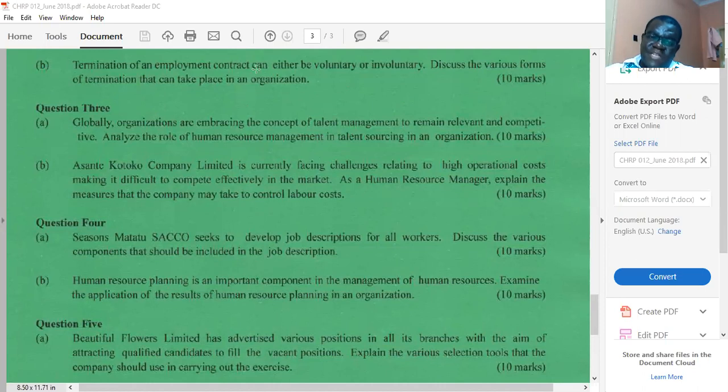Pauline, your hand is raised. Yes, I wanted to say conduct a job analysis to avoid duplication of roles and responsibilities. But I want the measures of controlling labor costs. The five labor costs I've said: recruitment, training. What measures do you use to control training costs?